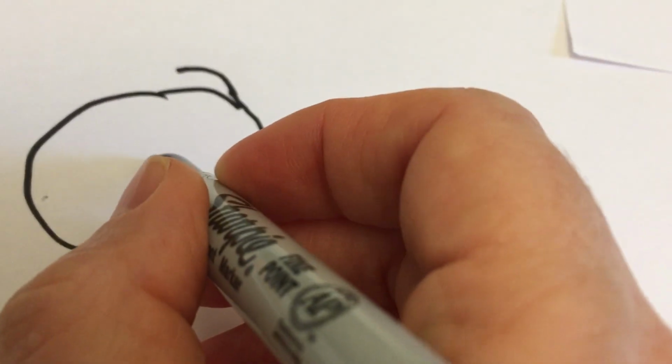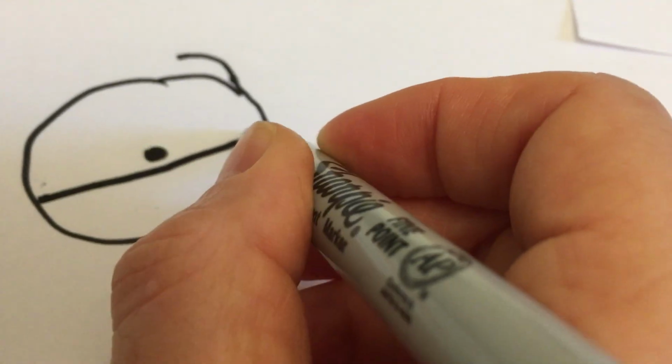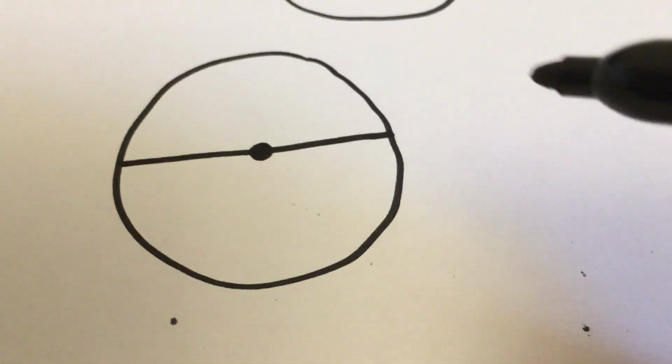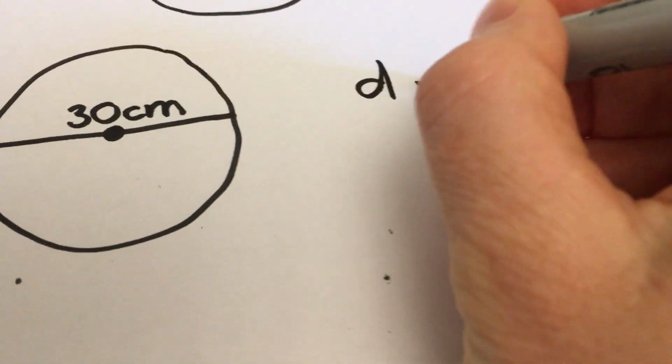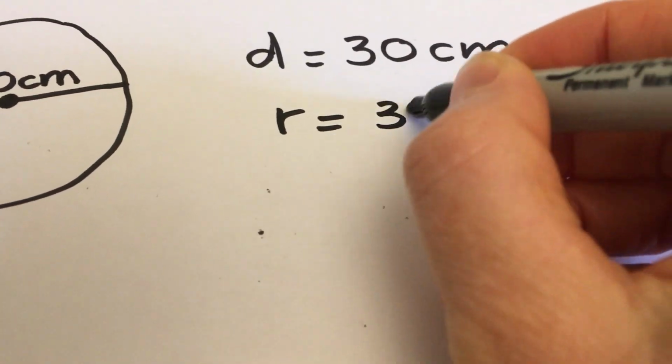Let's just do one more of those. So we've got a circle. Oops, not a very good circle. Better. There's a diameter, that's supposed to be straight across the middle. Let's draw that again. That's better. Right, there's the diameter, and let's say this is 30 centimetres. So the diameter is 30 centimetres, and the radius is half of that.